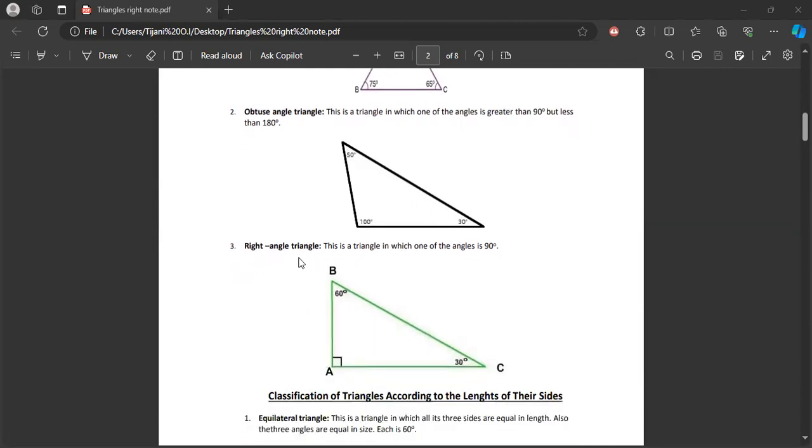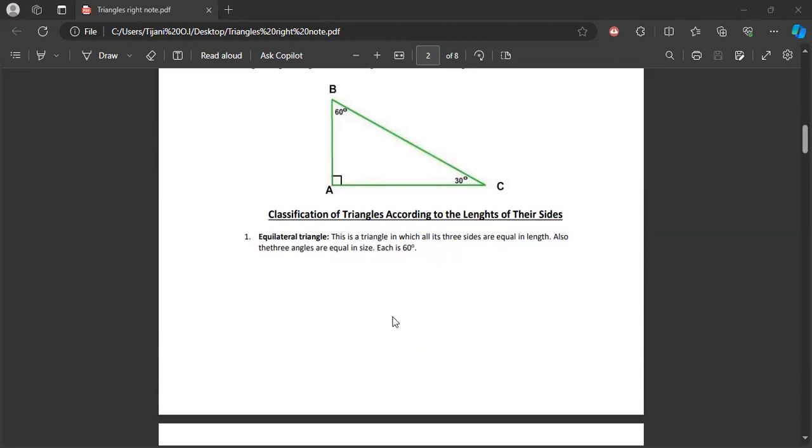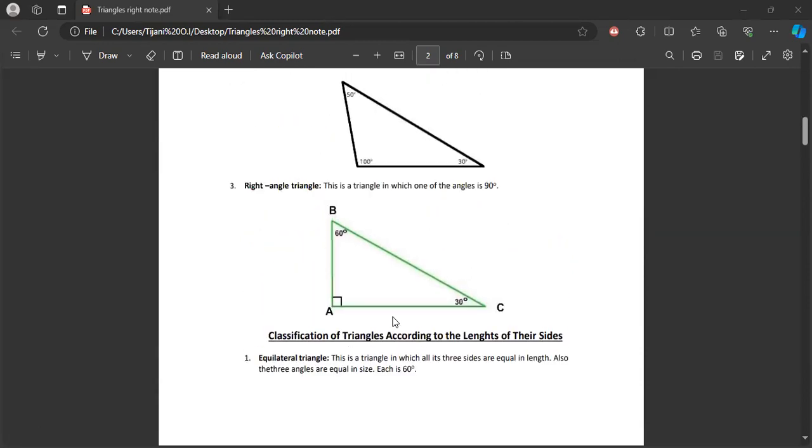Then we also have the right angle triangle. For a right angle triangle, one of the angles is 90 degrees. As you can see here, this is 90 degrees, this angle is 60 degrees, this is 30 degrees. Since one of the angles is 90 degrees, this triangle is a right angle triangle. That's all about classification of triangles according to the size of the interior angles.